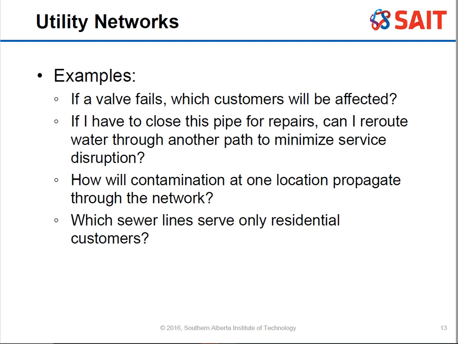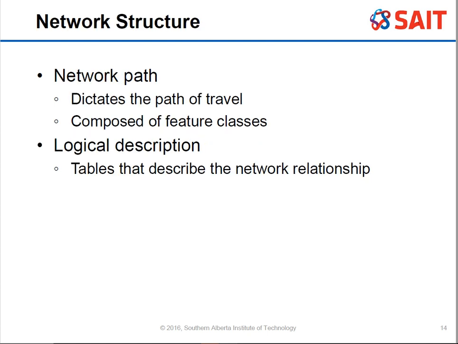So a good example of these utility networks would be, I have a valve fail in my main water system. Who's going to be affected? If you have to close a pipe for repairs, can you reroute the water to minimize service disruption? If there's contamination, how will it propagate through the network if I have contamination at one site? And which sewer lines serve only residential customers, right? So we can take a look at all of those.